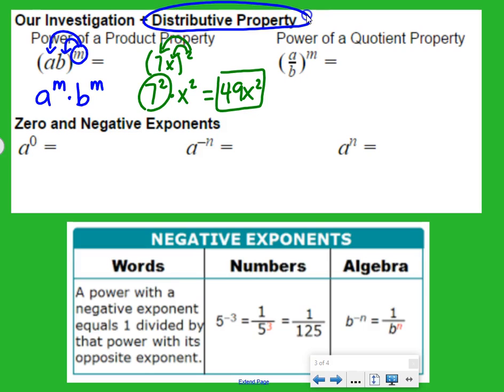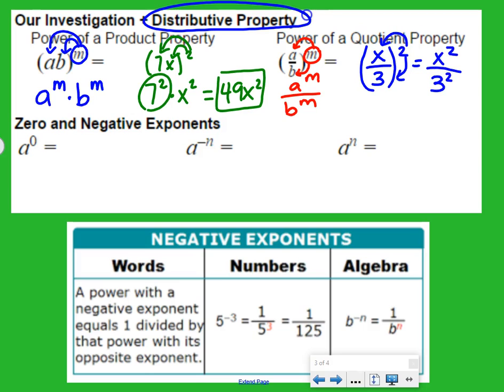And then the same thing for the power of a quotient property. We just take that exponent and give it to both bases. So this would be a to the m power over b to the m power. If we needed a numerical example, if we had x over 3 taken to the second power, we could distribute that 2 to the x and to the 3. So it would be x to the second power over 3 to the second power. Well, we know that 3 to the second power is 9, so we could rewrite that as x to the second power over 9.